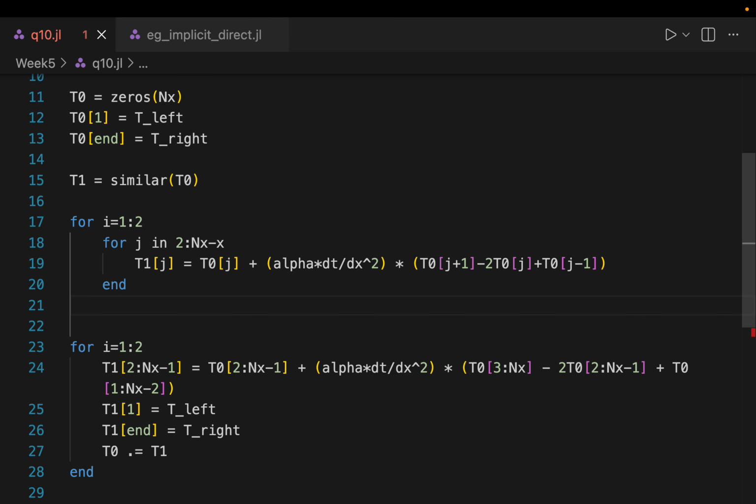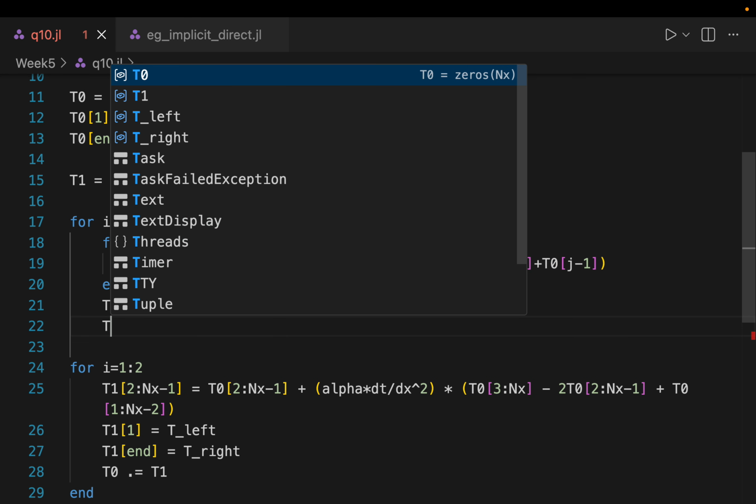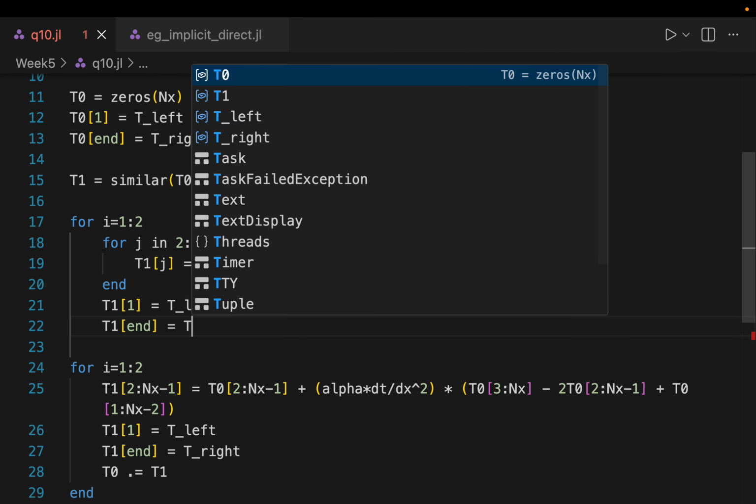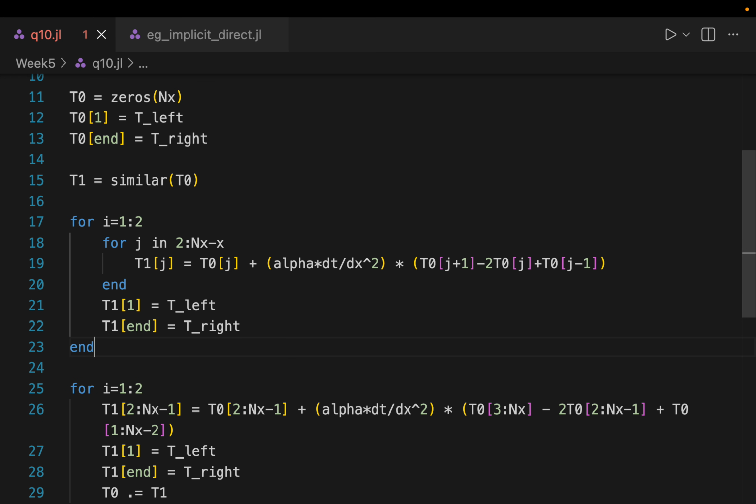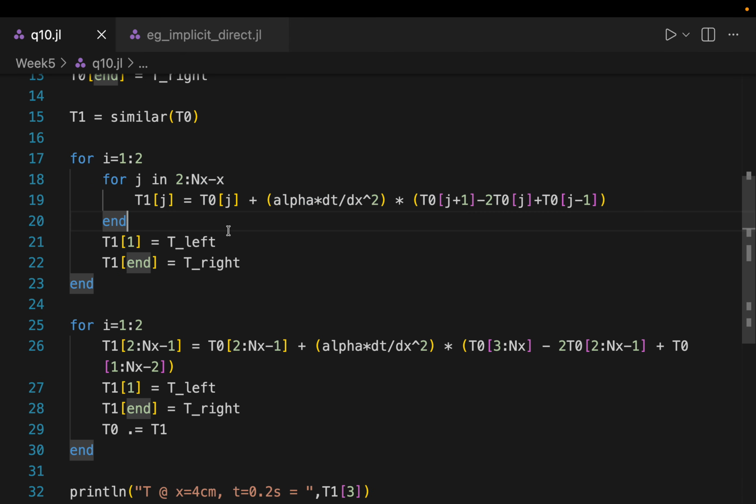Then come the boundary nodes, where you define T1 of 1 is T left and T1 of the last node is T right. So this is one way of writing it, but then we have to go through the entire thing one by one in a sequential way. If you want to make this parallel, this is internally handled by the Julia language itself.